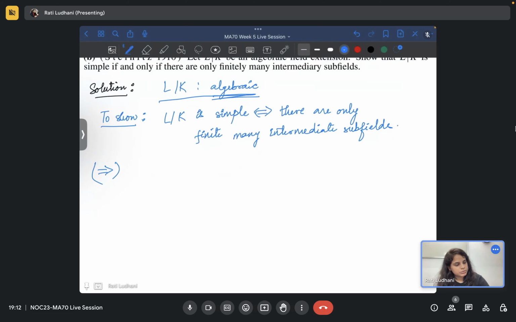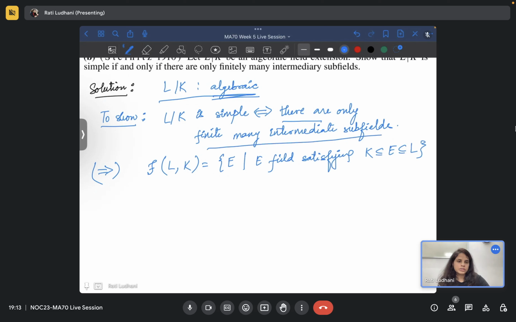Let's assume this set to be calligraphic J(L over K), or maybe I'm just using the same notation as the hint. So this is equal to all E, E a field, satisfying the containment K contained in E contained in L. So L is an intermediate field. So this is exactly the set of intermediate subfields. Okay, so we have to prove that this set is finite.